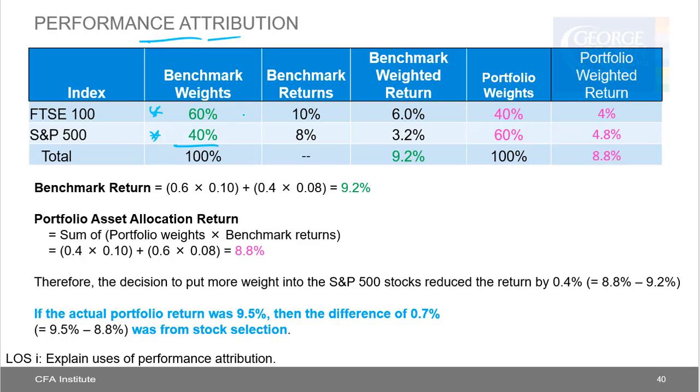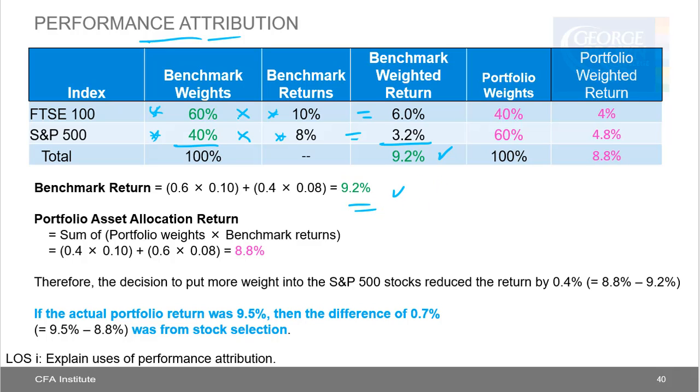So during a year or a period of time, the benchmark returns, there was a 10% return to the FTSE 100, and there was an 8% return to the S&P 500. So we can do the weighted average return. 0.6 times 0.1 equals 6%. 0.4 times 0.08 equals 3.2%. 6% plus 3.2% equals a benchmark return of 9.2%. Of course, return is always the weighted average of the returns.